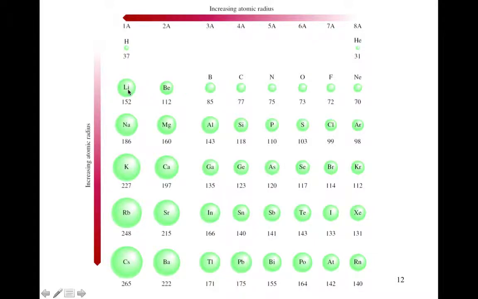Well, if you look at this one, it gets a little weirder. You go across a period, you add electrons, it gets smaller. You add electrons, it gets smaller. You keep adding electrons, and your electron cloud's not growing, it's shrinking. So it's kind of an odd thing, but let me explain it to you.